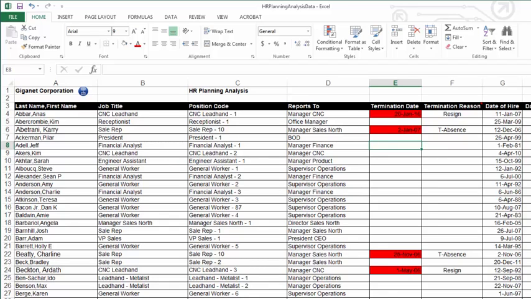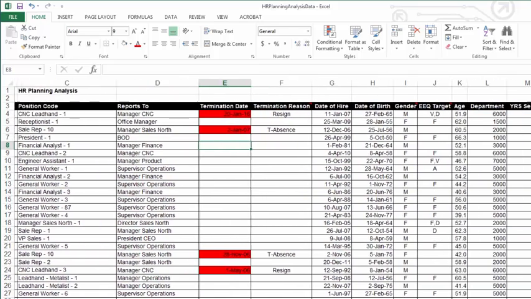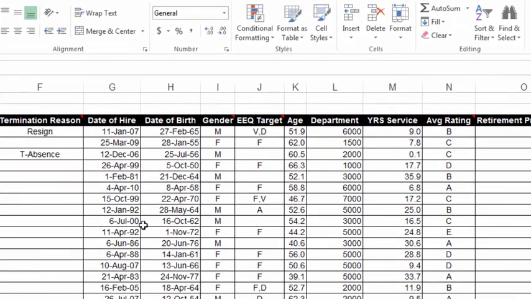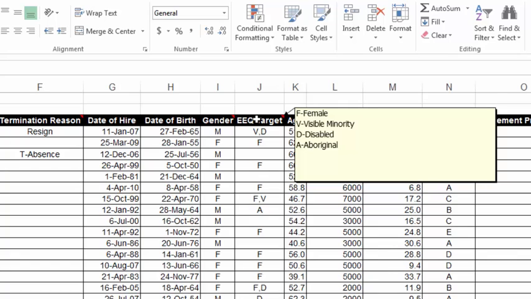And that would help you, of course, control the supply side of HR planning. So let's move forward. You've got your date of hire, you've got the date of birth, the gender, and EEO target, which is quite important if you're complying with federal or provincial level employment equity. So remember, there's little red things in the corner. If you're not sure, just move your mouse over it and you'll see what these target groups mean.